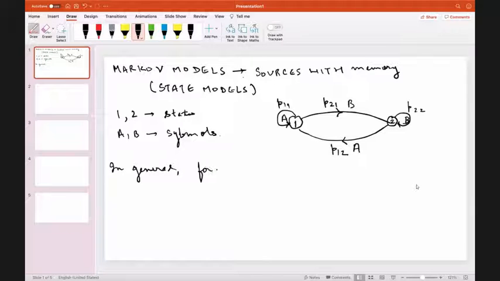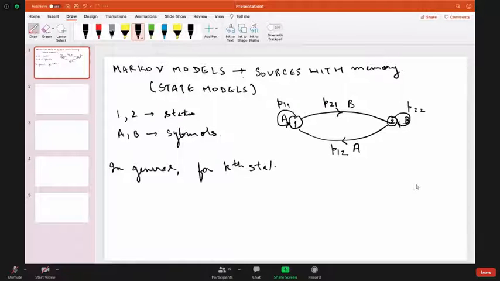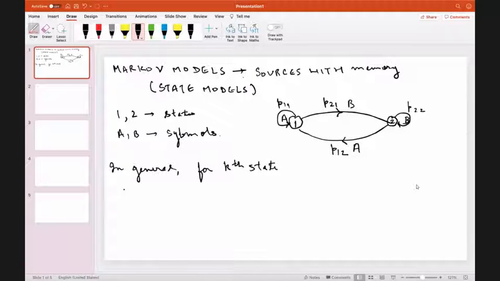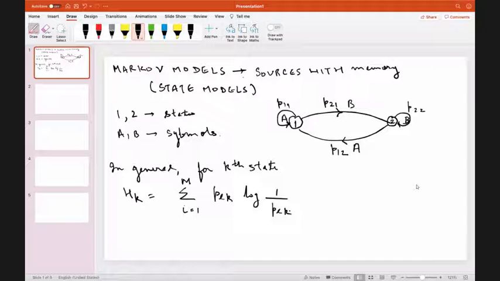Okay, so the first thing that we need to understand is that in general, for the kth state, so here you have two states, but for the kth state, you can evaluate the entropy, which is going to be Hk, and that is given by the summation, i ranging from 1 to, let's say, capital M, of PLK log 1 over PLK. And what is this PLK? I'll tell you. The units are bits per symbol.